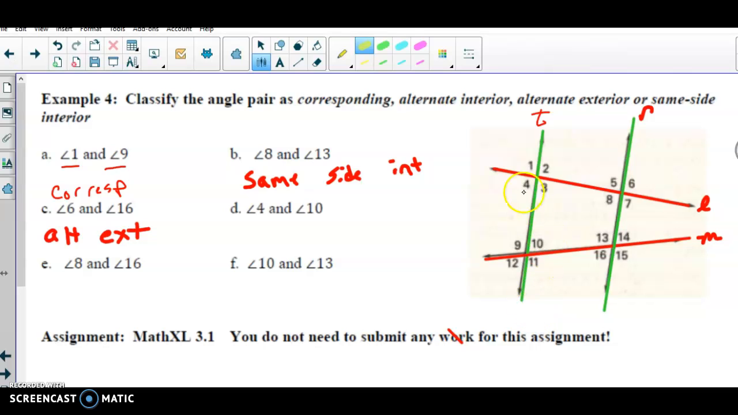Okay, next one, 4 and 10. 4, 10. I'm going to ignore line R. I'm looking at lines T, L, and M. 4 and 10 are interior angles. They're both between those lines L and M. They're on different sides of the transversal. So we call those alternate interior angles.